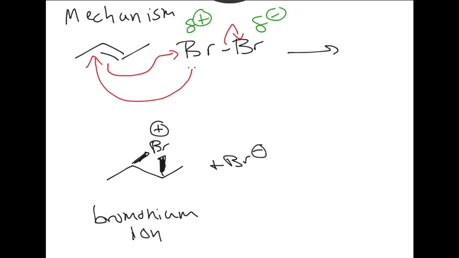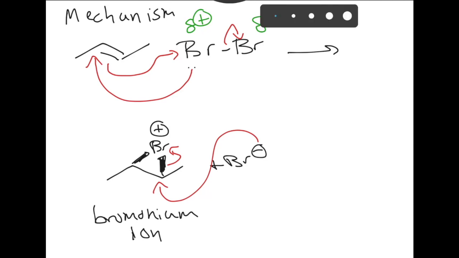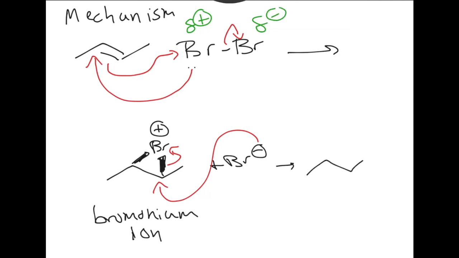So the Br minus that adds has to add from behind that positively charged bromine that you have on top, right? So that means it came from behind. So this bromine stays forward. The bromine that added came from behind, so it ends up on the back side.